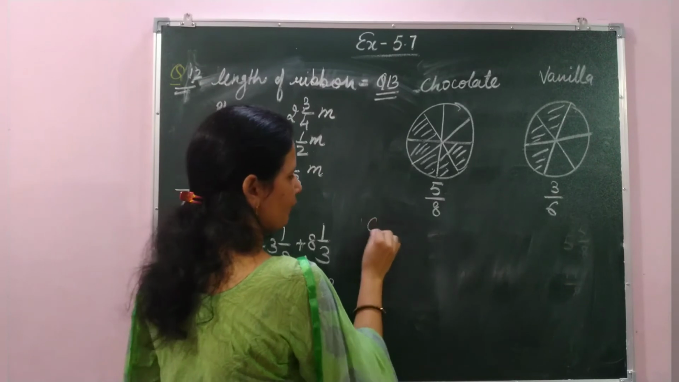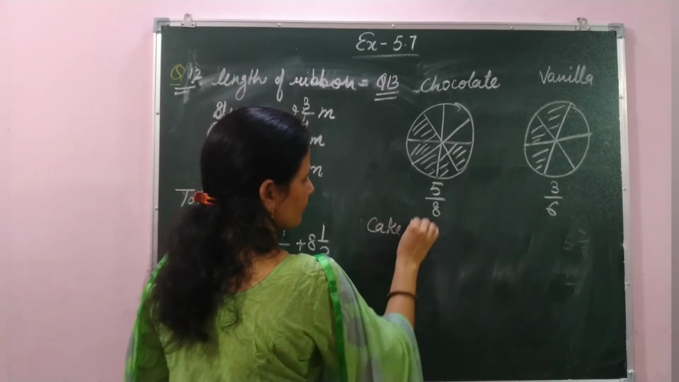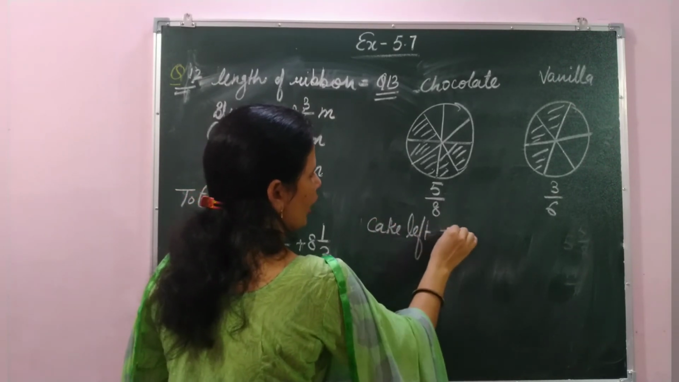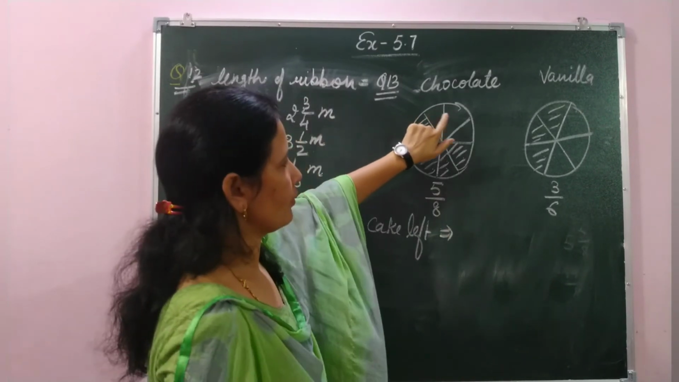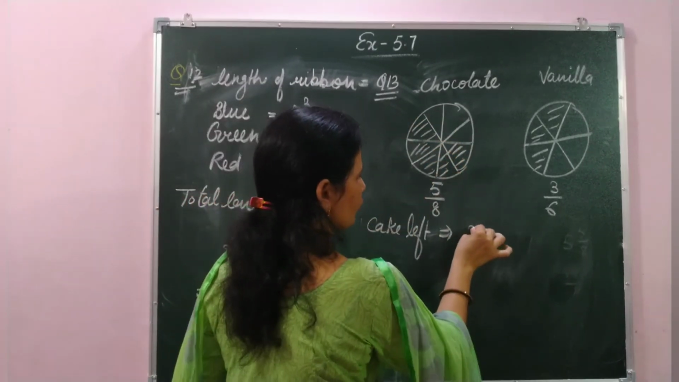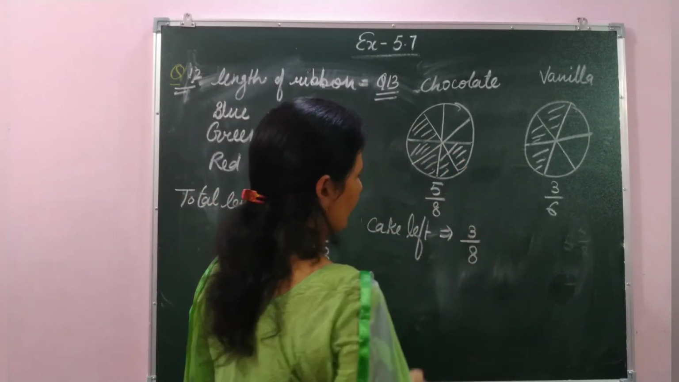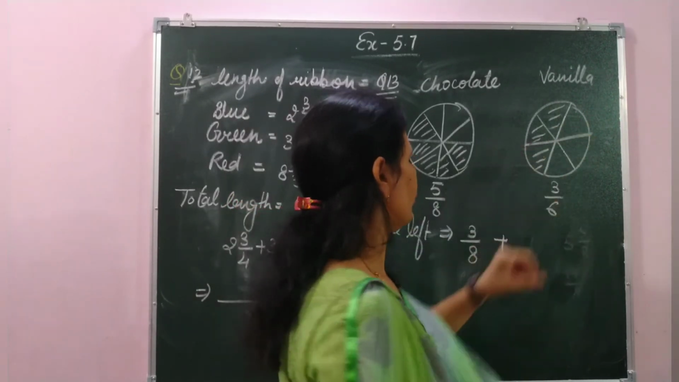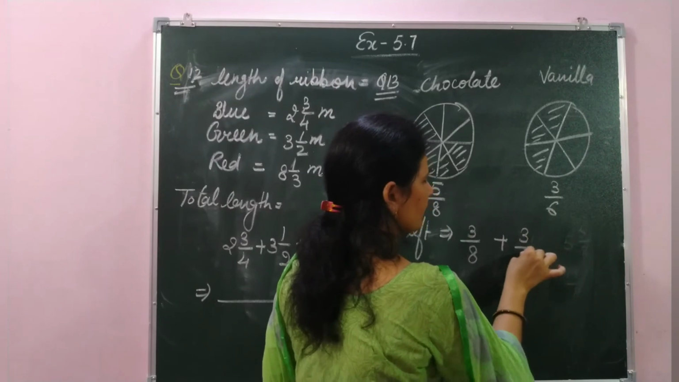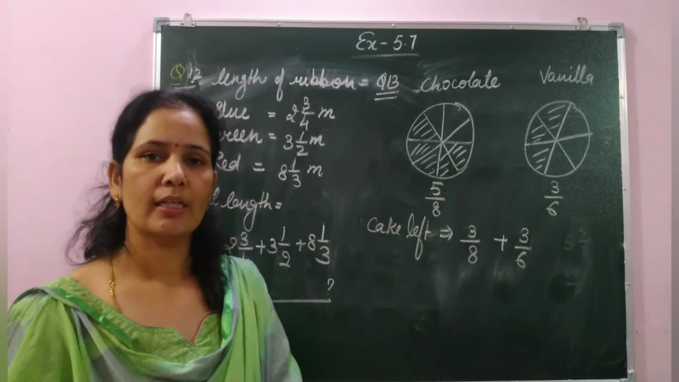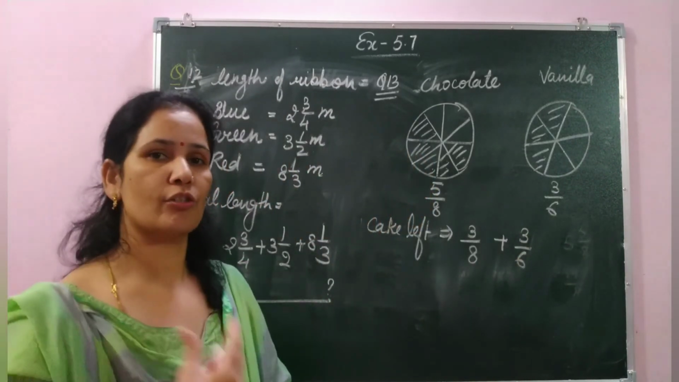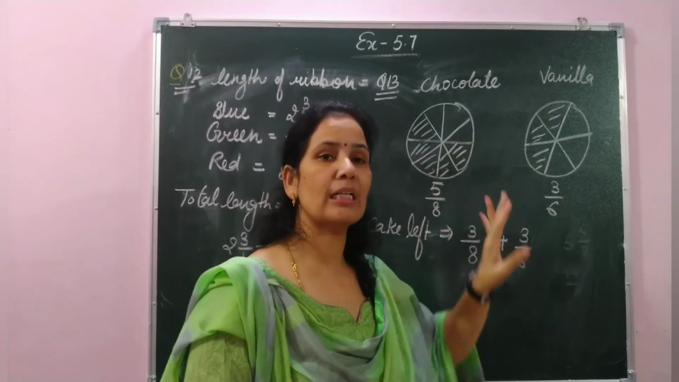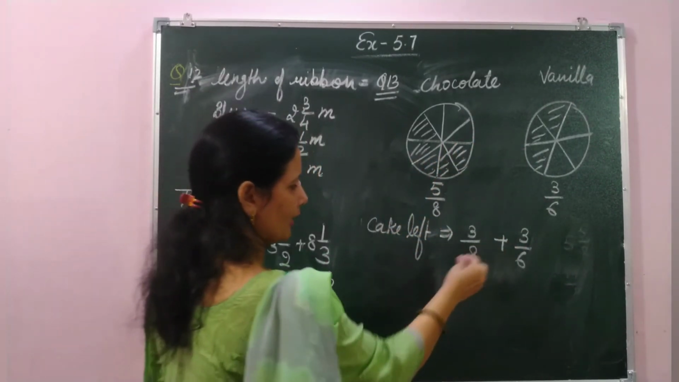So how much cake is left? If they used 5, so from here 3 pieces are left. So we will write here 3 by 8, and then plus vanilla also 3 pieces, 3 by 6. Okay. Now we have to find out in this question how much total cake is left. So we have to add this.